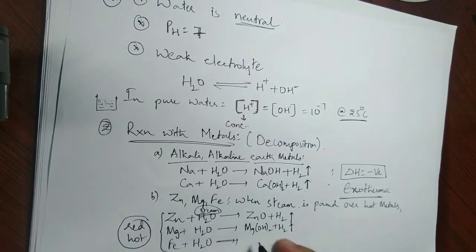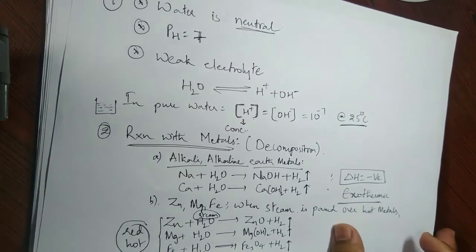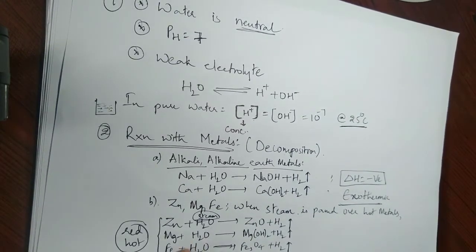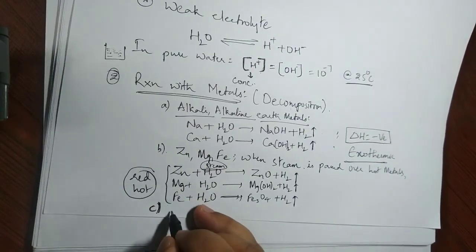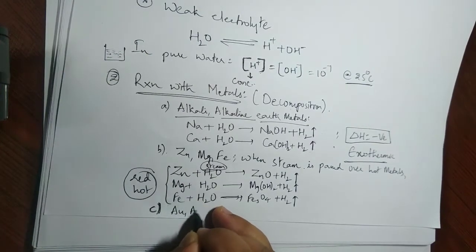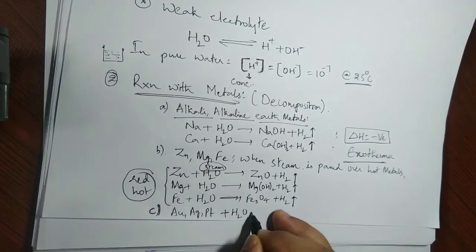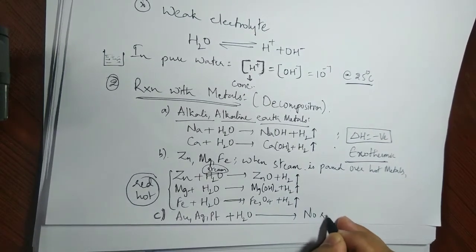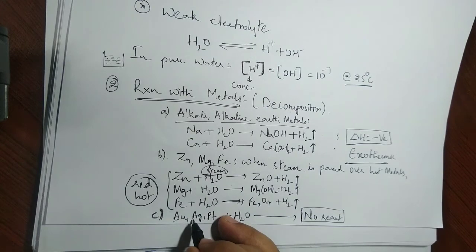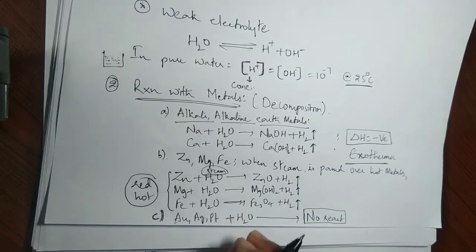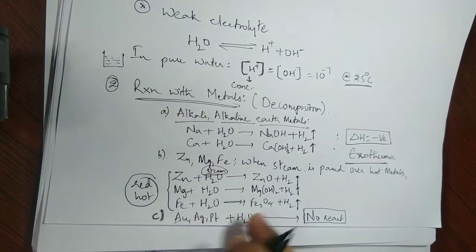Steam will give iron oxide Fe3O4 plus H2 gas. And the third one, that is C category metals, that is gold, silver, platinum. When treated with water, the reaction is no reaction. They don't react. In fact, we already know gold, silver, platinum are all the least reactive metals. They don't show any interest towards reaction with water.